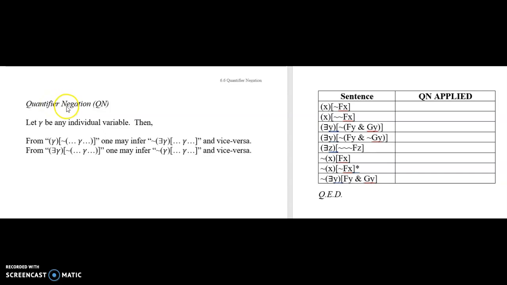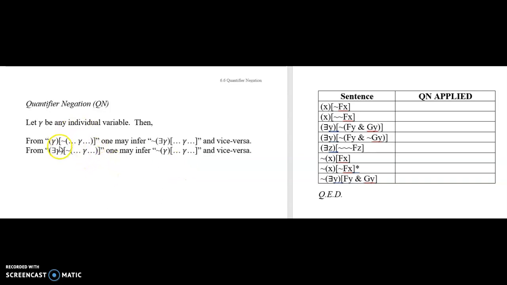Now, the essence of the rule is this. Quantifier negation, as a rule of replacement, allows you to go inside of a sentence, we're going to look at plenty of examples, and switch from one quantifier to another. You can switch from the universal to the existential. You can also switch from the existential to the universal, provided you do it correctly and dot all your I's and cross all your T's here.